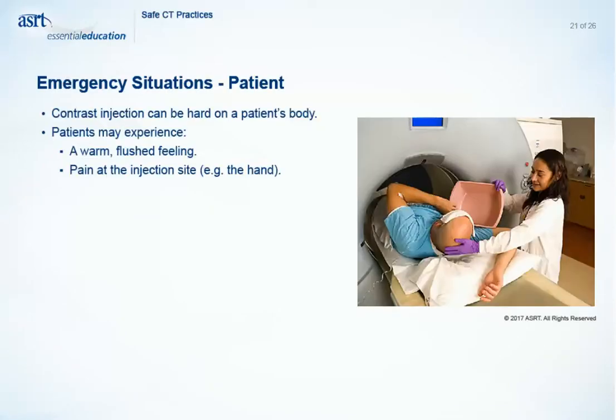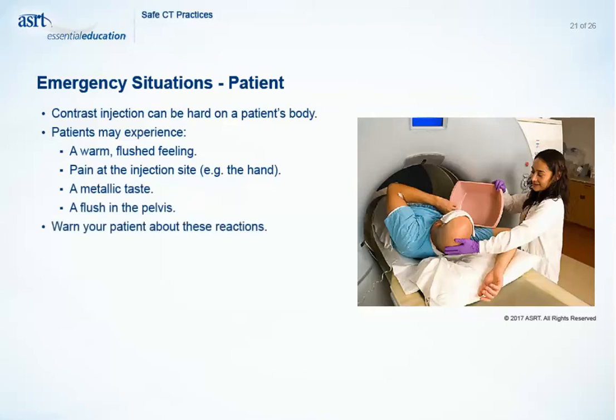Contrast injection can be hard on a patient's body. Your patient may get a warm, flushed feeling, have pain at the injection site, especially peripheral sites like the hand, experience a metallic taste, or feel a flush in the pelvis. It's important to warn your patient about these common contrast injection reactions.